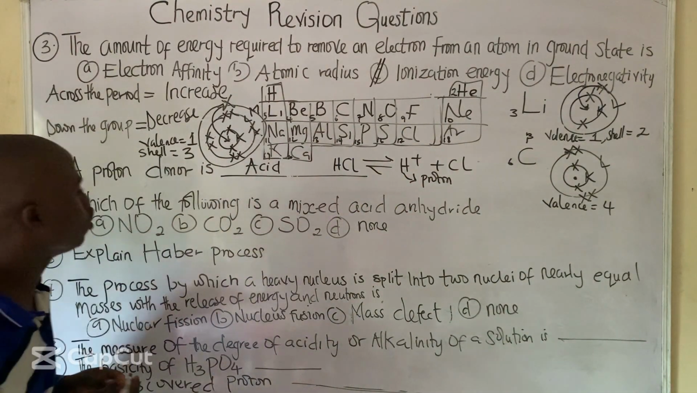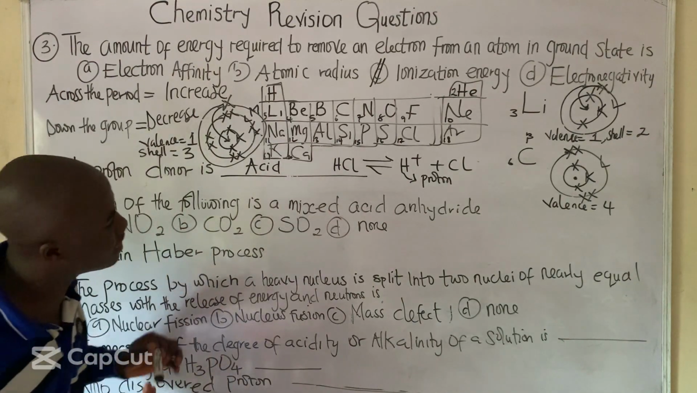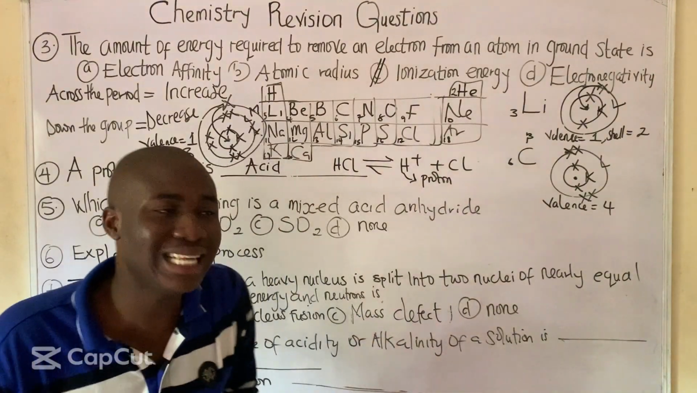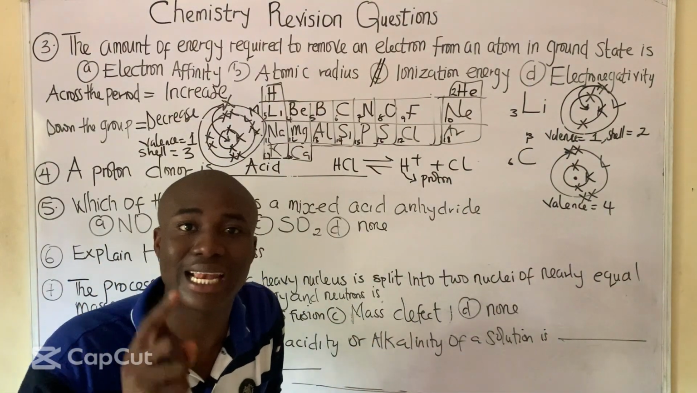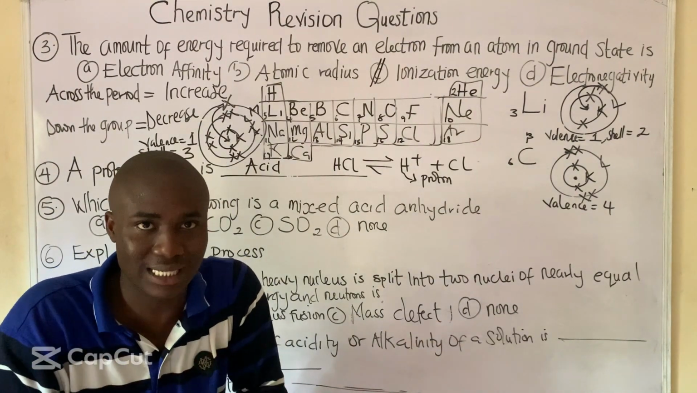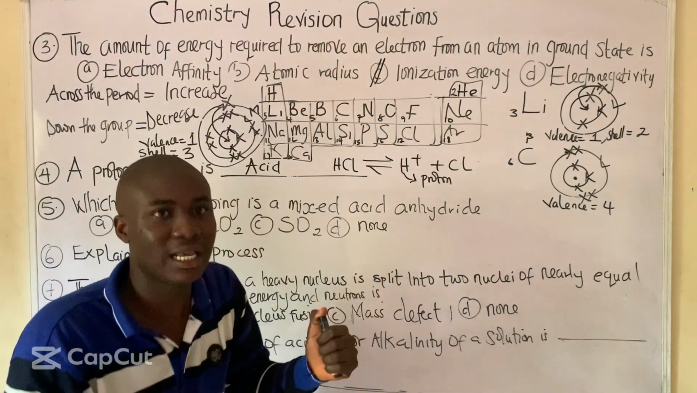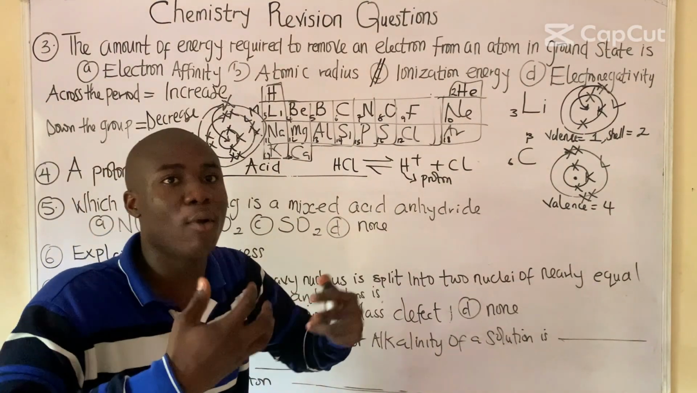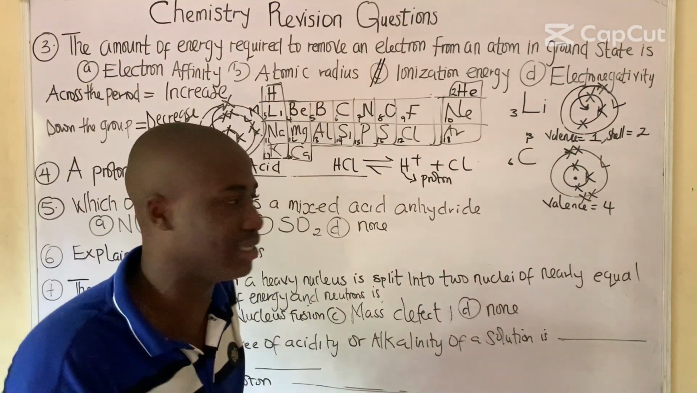Which of the following is a mixed acid anhydride? What's an acid anhydride? An acid anhydride is a non-metallic oxide. So a non-metal will combine with oxygen to form an acid anhydride. But for a mixed one, when we react this acid anhydride with water, they form 2 acids. Which of them?